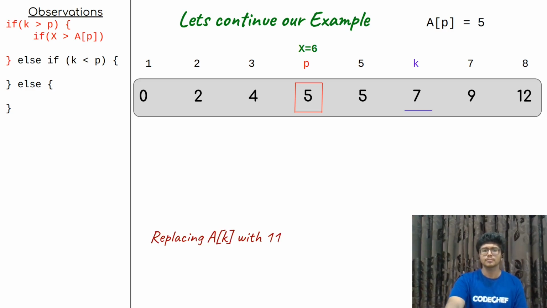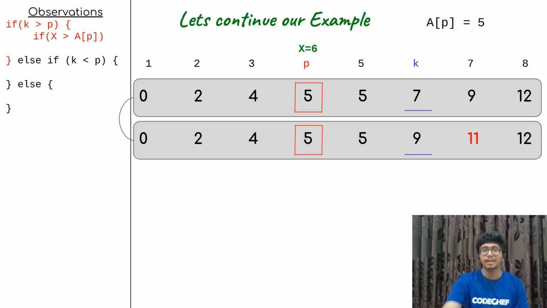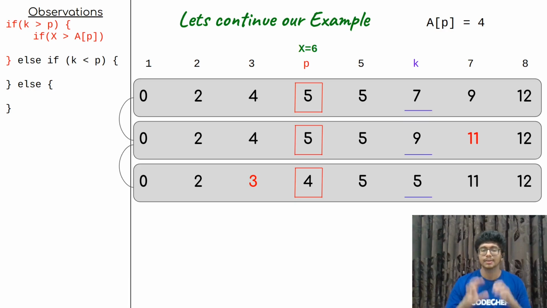Now let's start off by performing some operations. What we need to do is, at that red frame, you need to get the value 6 by performing some number of operations. So let's start off by replacing the value of a of k, which is 7 at present, with 11. This is the sorted array after performing the operation. Now let us replace the value a of k, which is 9, with 3. This is the array which we have after performing this operation.